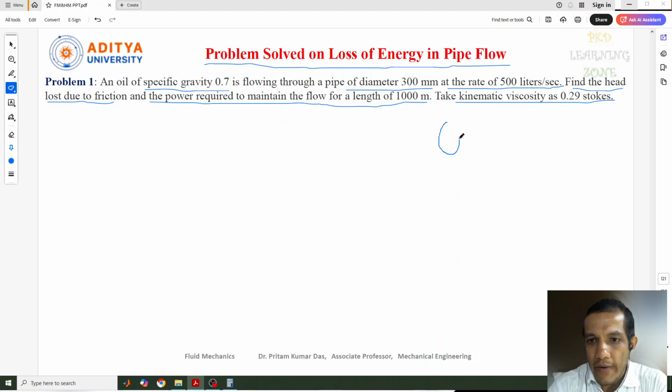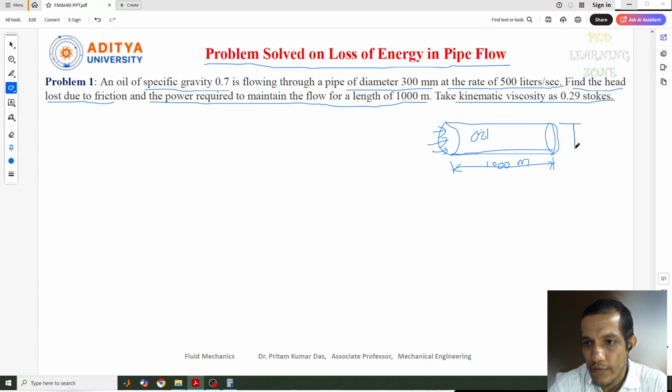So let's consider a pipe through which the liquid is flowing, and the liquid flowing through it is nothing but oil. So oil is flowing through this, with a length of 1000 meter given, and the diameter of this pipe is given as 300 millimeter. So we can write this as 0.3 meter. Okay, so let's write down the data given for this.